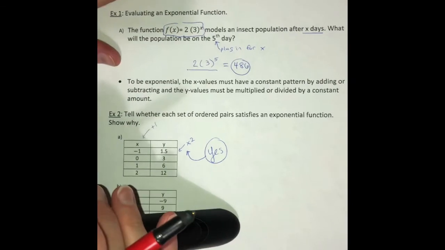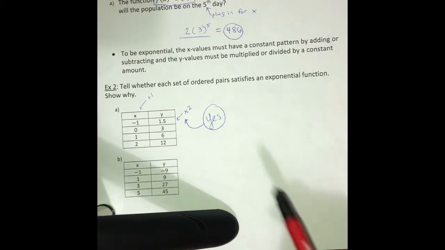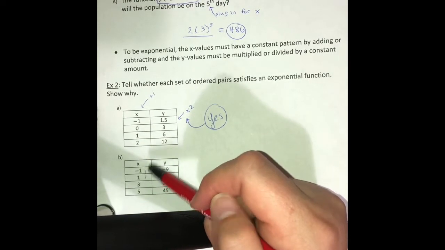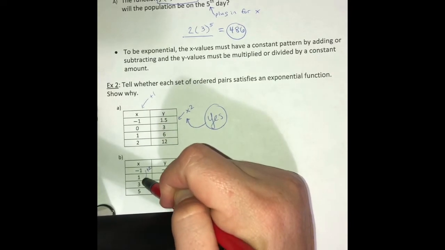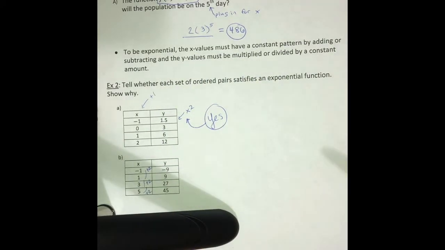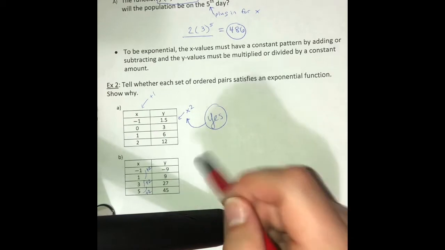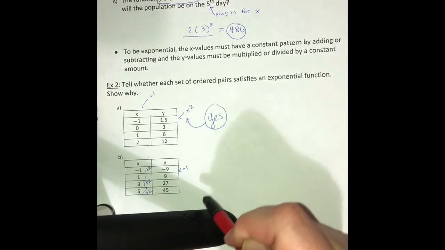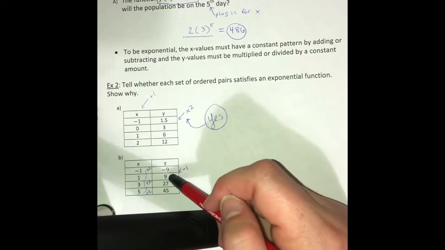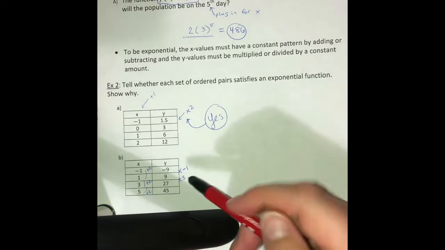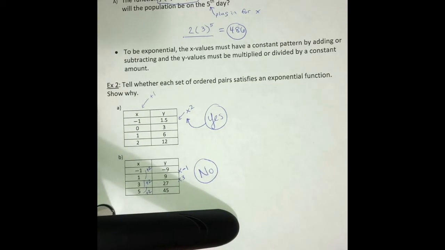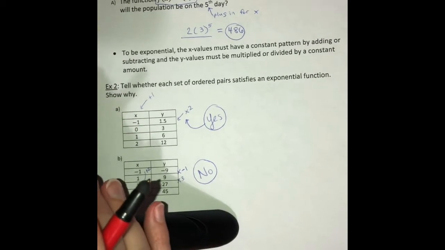Okay, if we move down to part B. So if you look at your x's from -1 to 1, so that goes from -1 to 0 to 1, it's plus 2. 1 to 3 is plus 2. And then 3 to 5 is plus 2. Okay, but to get from a -9 to a +9, you're multiplying by a -1. And remember, I'm not checking adding or subtracting on these because it has to be multiplying or dividing only. To get from 9 to 27, I know that is times 3. So since those two are different, this one is no. It is not exponential. Okay, so that's example 1 and example 2 from 9.2.